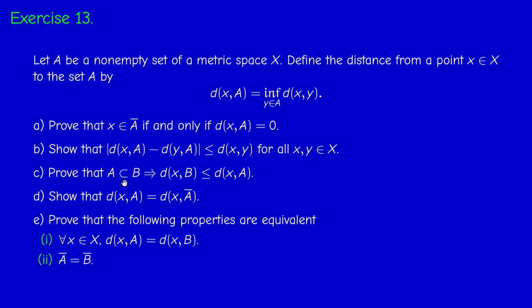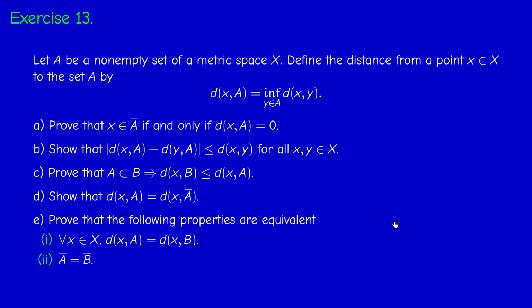Third question, when the set gets bigger, the distance becomes smaller. Here also we can draw a picture in the plane. Just picture a set A contained in a set B and the point x outside. When the set gets bigger, the distance from X to the set becomes smaller, not the other way around. Question D, show that the distance from X to A is the same as the distance from X to the closure of A. And the last question, A bar equals B bar if and only if for every point X in the space, the distance from X to A is equal to the distance from X to B.